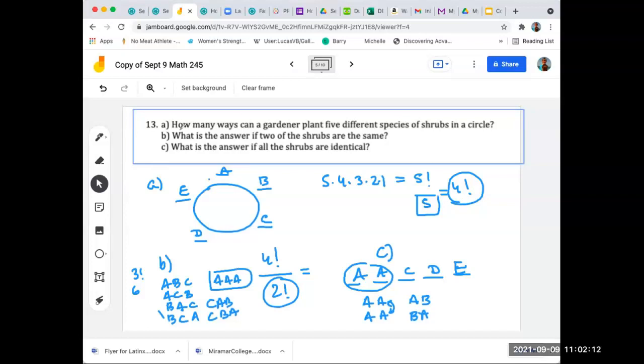Good. All right, and then finally, what is the answer if all the shrubs are identical? Well, if all of them are identical, then there's only one way of arranging them, right? So that would be 1.